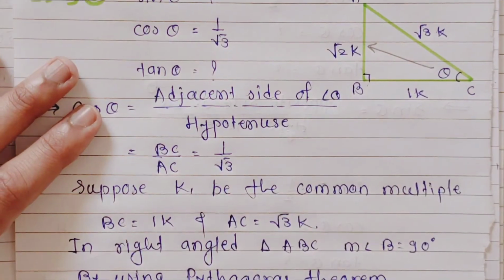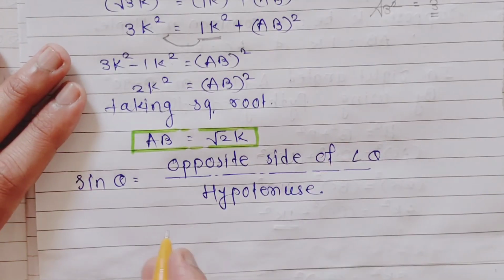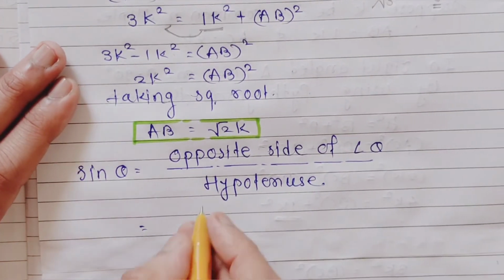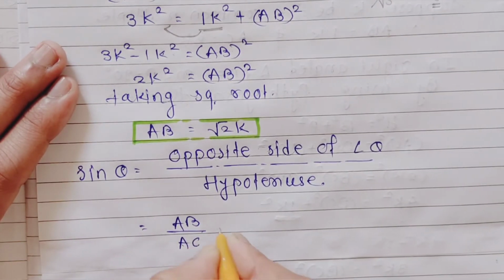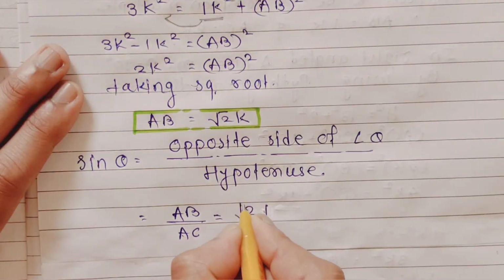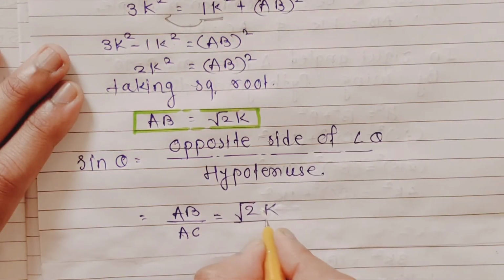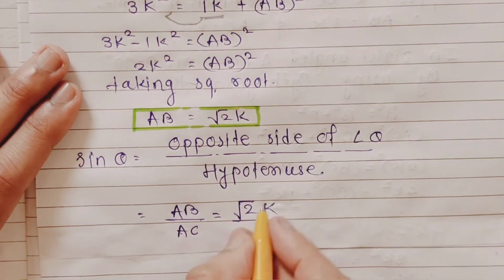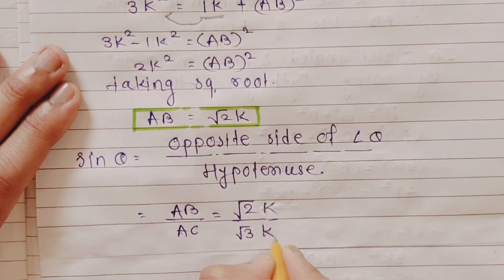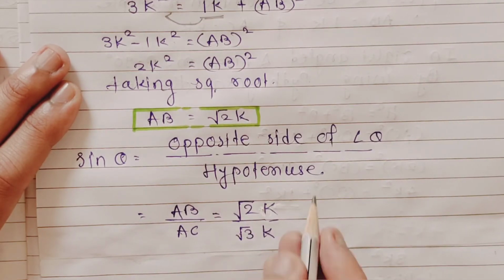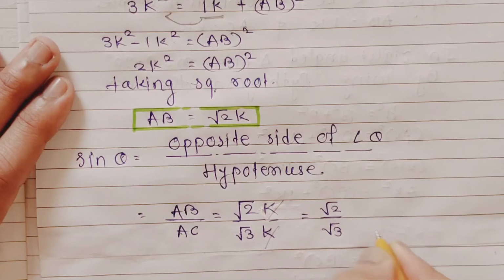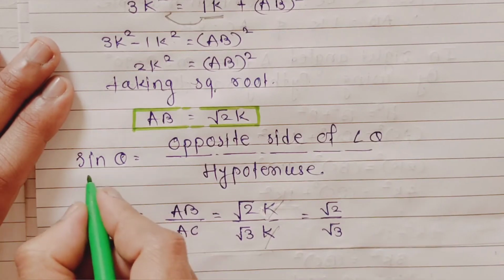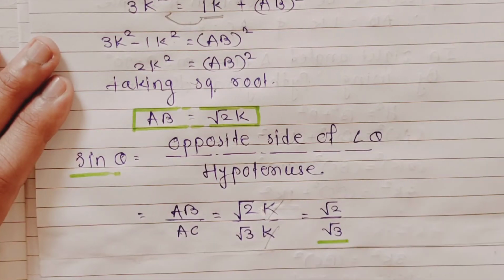So we can write sin theta is equal to opposite side, that means AB, upon hypotenuse, that means AC. So length of AB is root 2 into k upon length of AC, it is root 3 into k. Is it clear? So k cancels with k, remaining root 2 upon root 3. It is nothing but sin theta. Sin theta is equal to root 2 upon root 3.